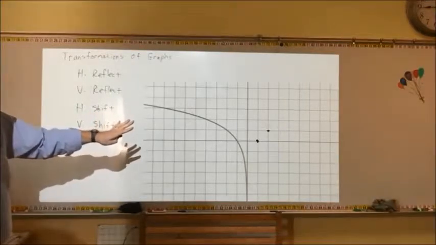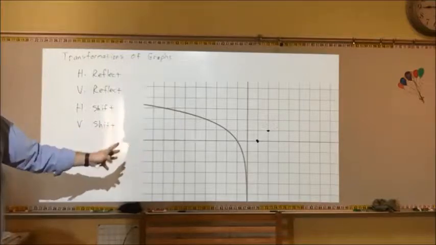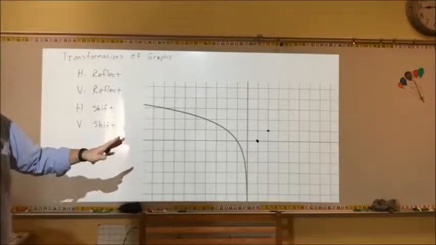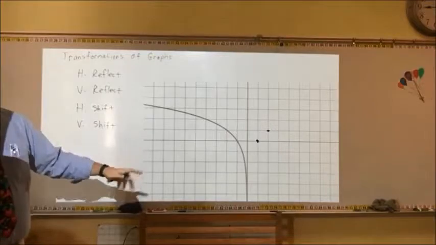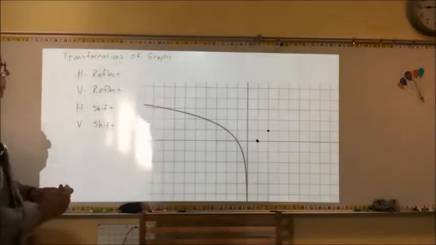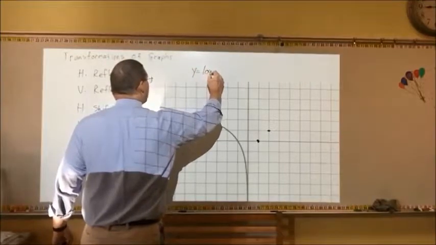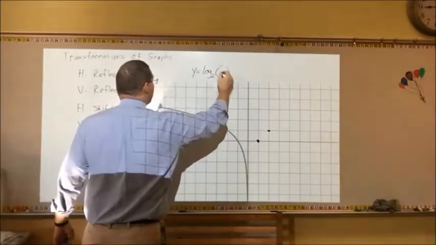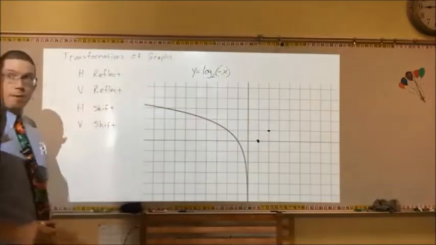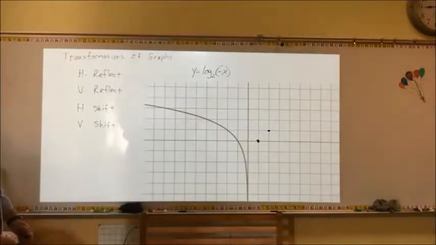Which direction? Horizontally. It is backwards, right? It's backwards. So because it's a horizontal flip, where am I going to put the negative? With the x. So log base 2, and instead of just putting an x in here, I'm going to put negative x. Log base 2 of negative x.